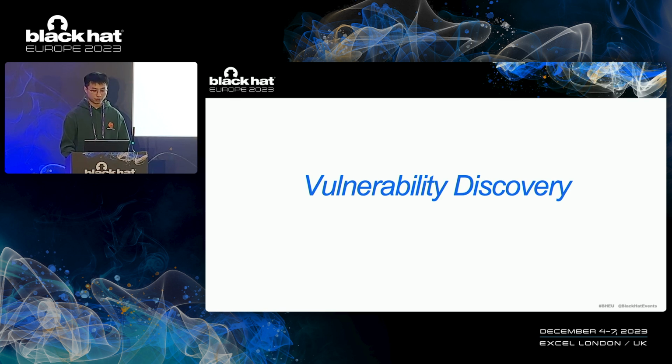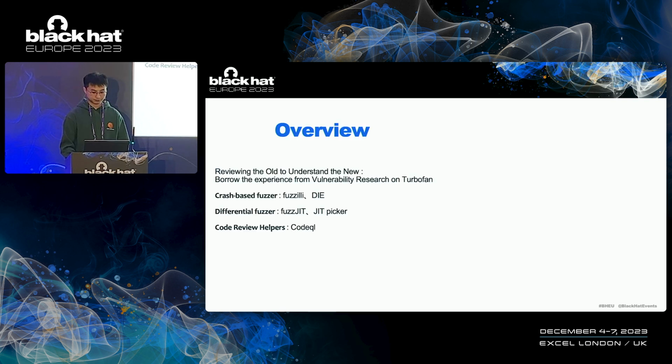In this chapter, we will talk about how to conduct vulnerability research on Maglev. After borrowing the experience from Turbofan, we figured out that there are 3 useful methods for bug hunting. They are crash-based fuzzers like Fuzzilli and DIE, and differential fuzzers like FuzzJIT and JIT Picker. Also, the source code audit, and we could use useful tools like CodeQL to help with that.